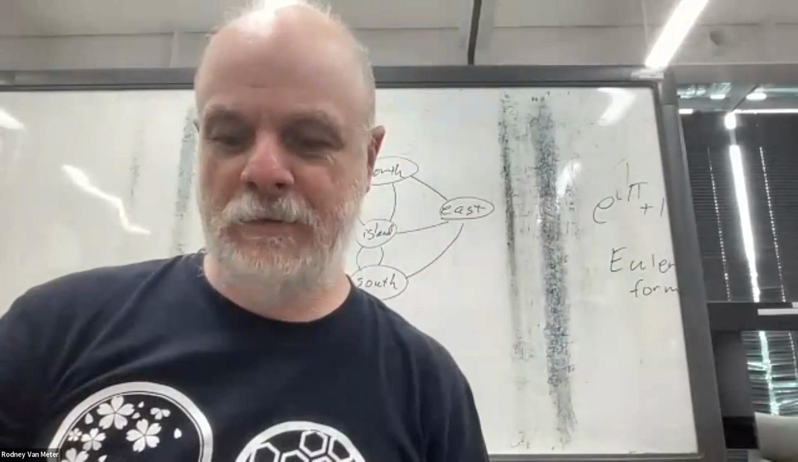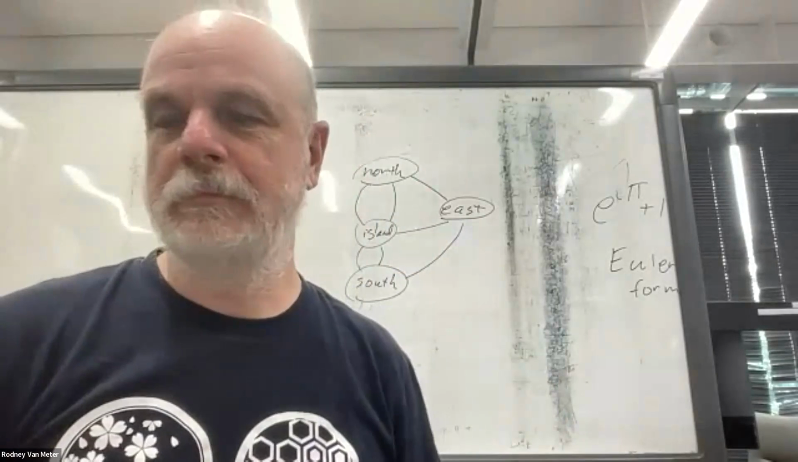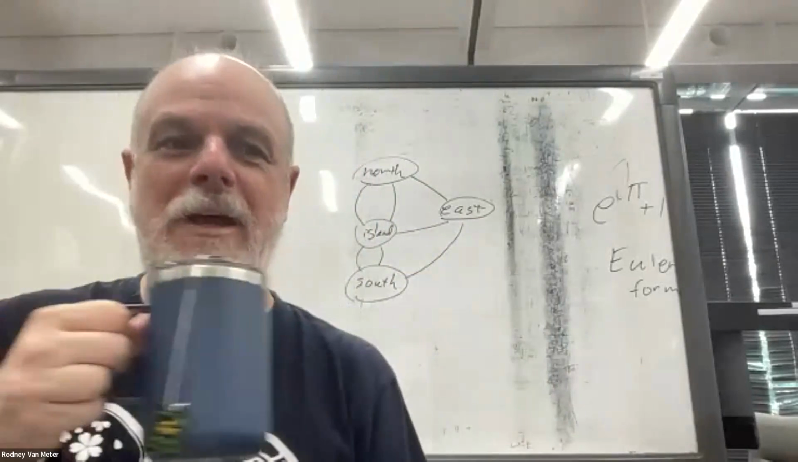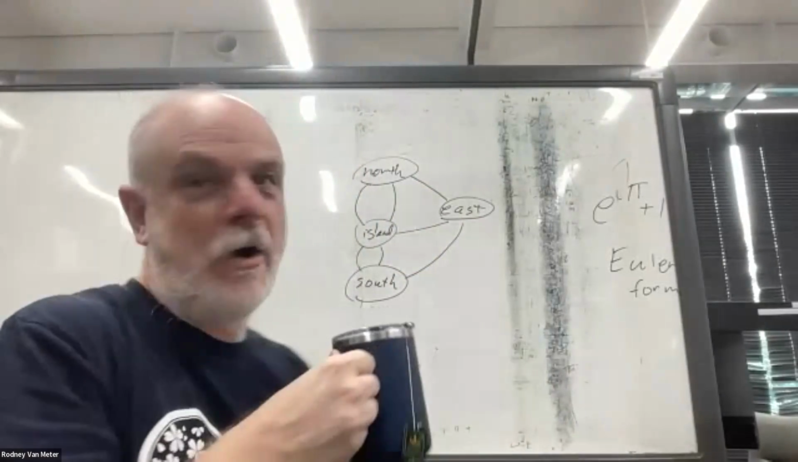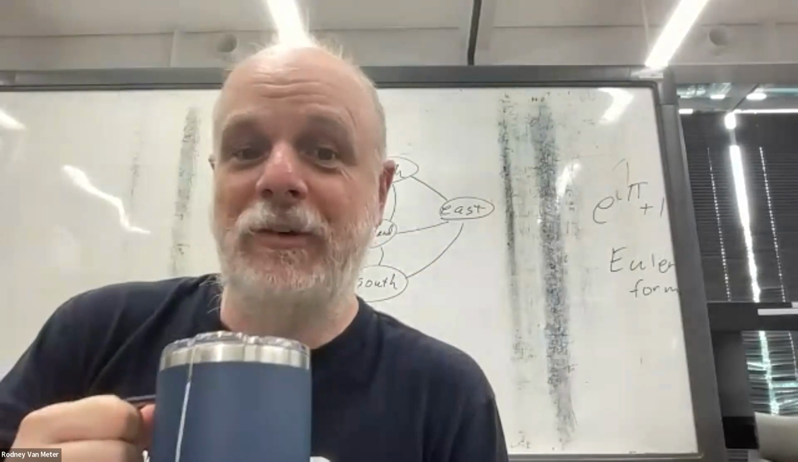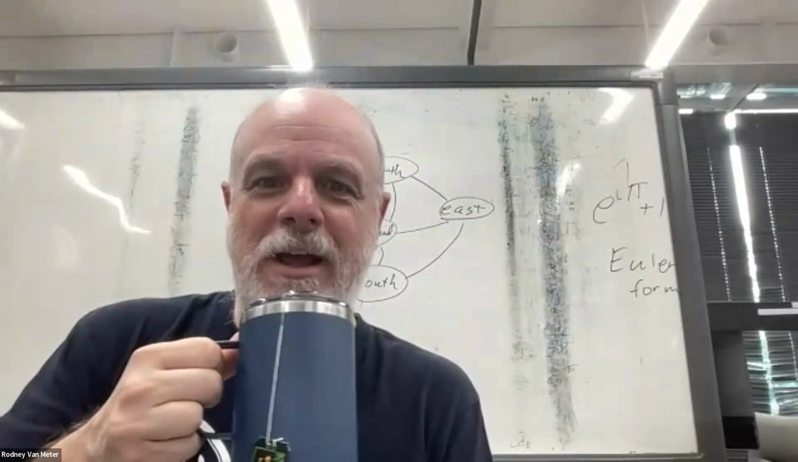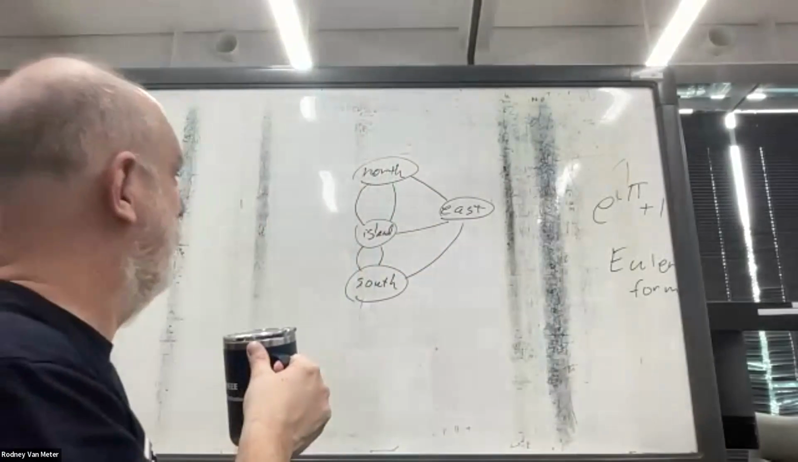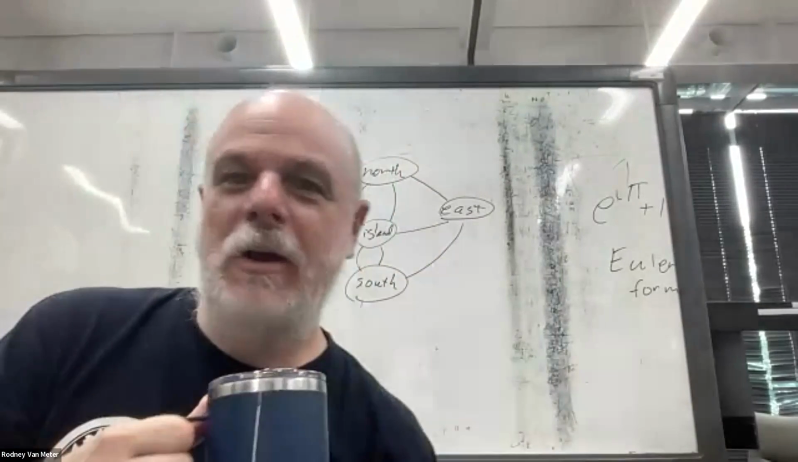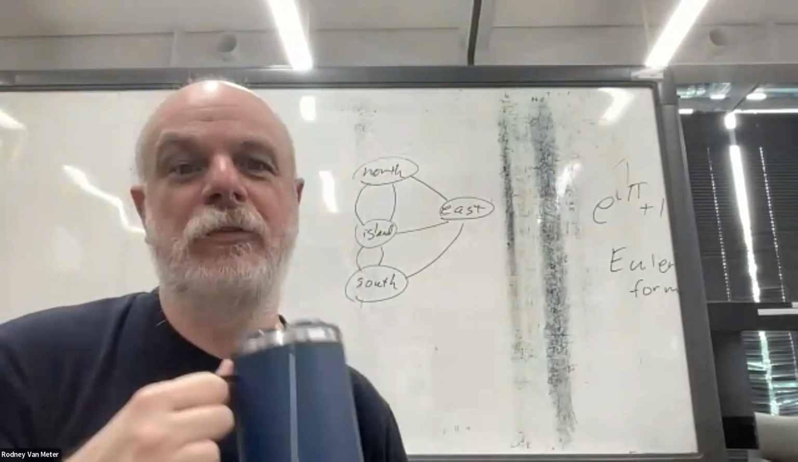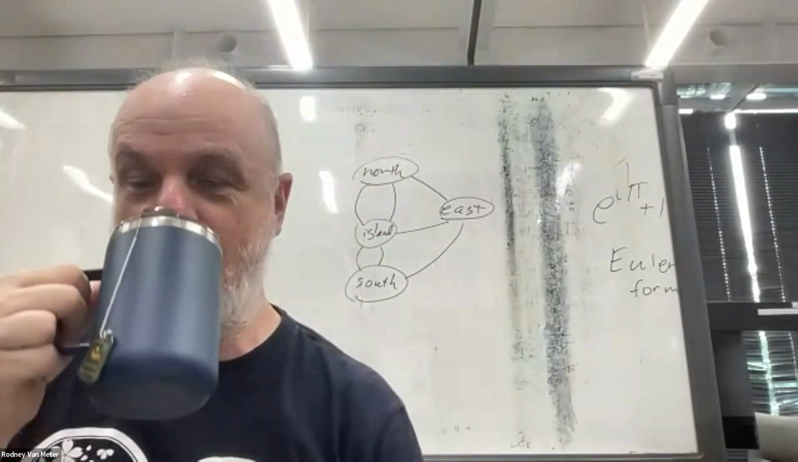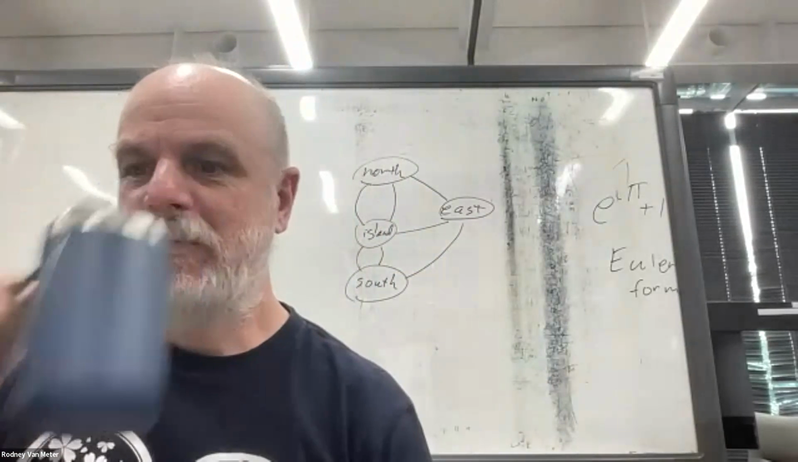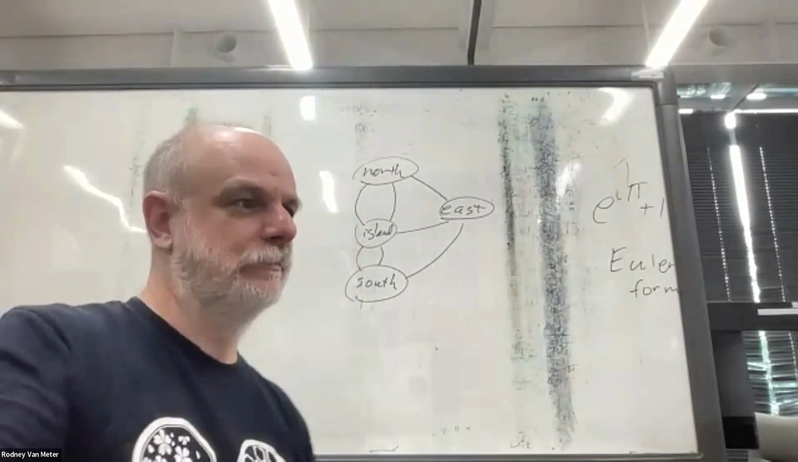Now the question is, can we start anywhere on this graph and find a path that walking around the city would take us across all 7 bridges exactly once? What do you think?